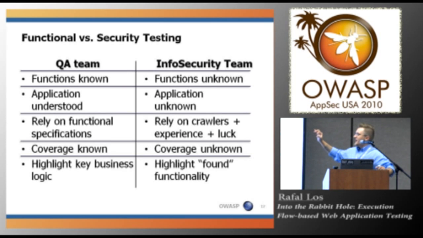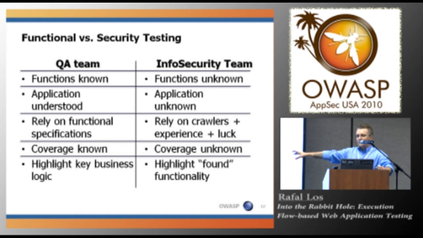On the QA side, they rely on functional spec to guide their testing. On the security side, for whatever reason, we're still clinging to crawler's experience and luck. Right? We point a crawler at a site or an app, use our own experience to try to figure out, okay, I know something else is going to be there, I've seen it before, and maybe sometimes you get lucky and you accidentally find something interesting.